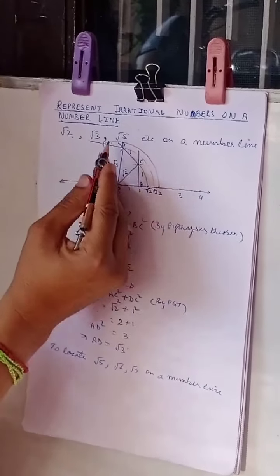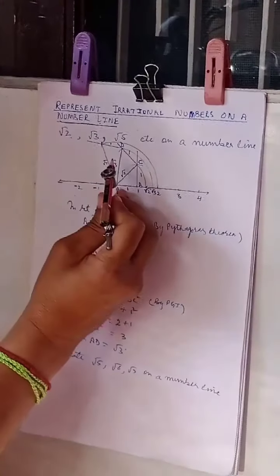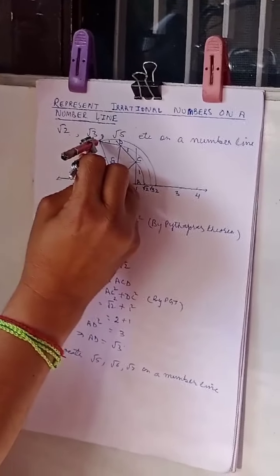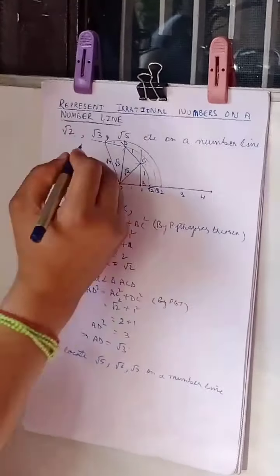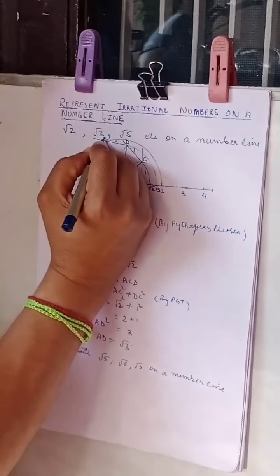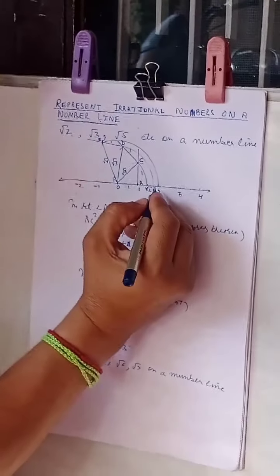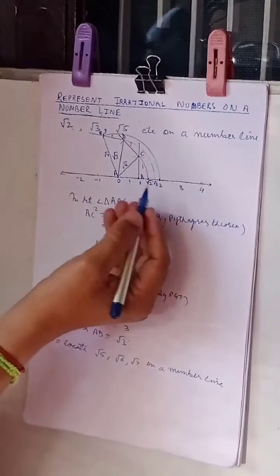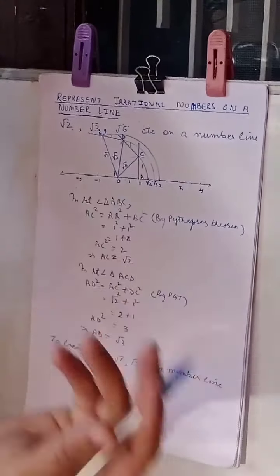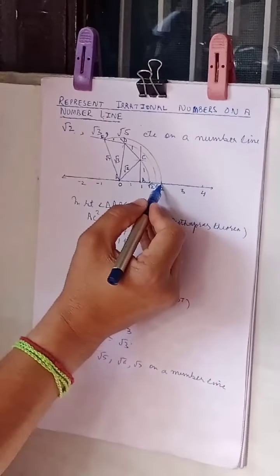In this way we will get root 4, and then from O as center and length OE we draw. Now let us consider this to be E. We draw an arc and this arc reaches this point, and we know that root 4 is what? 2, hence this point is 2.